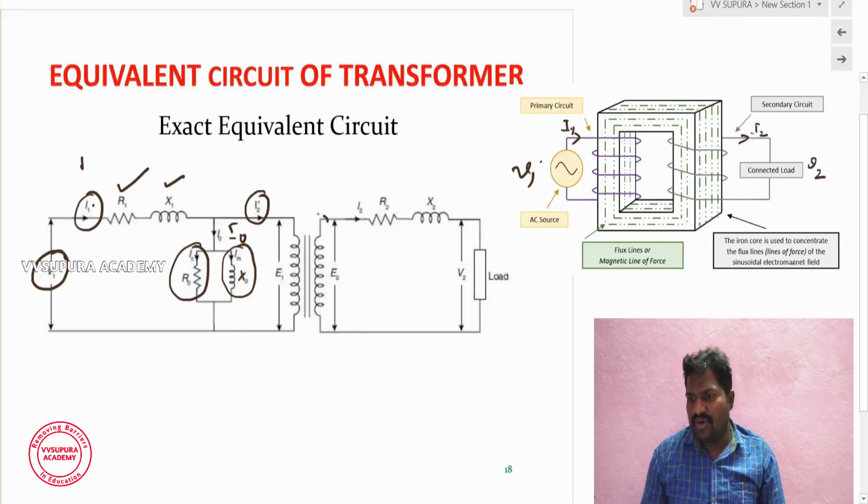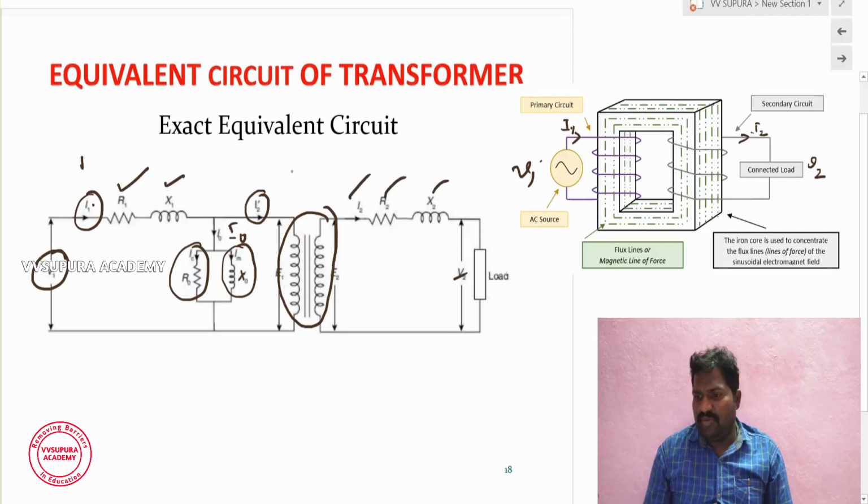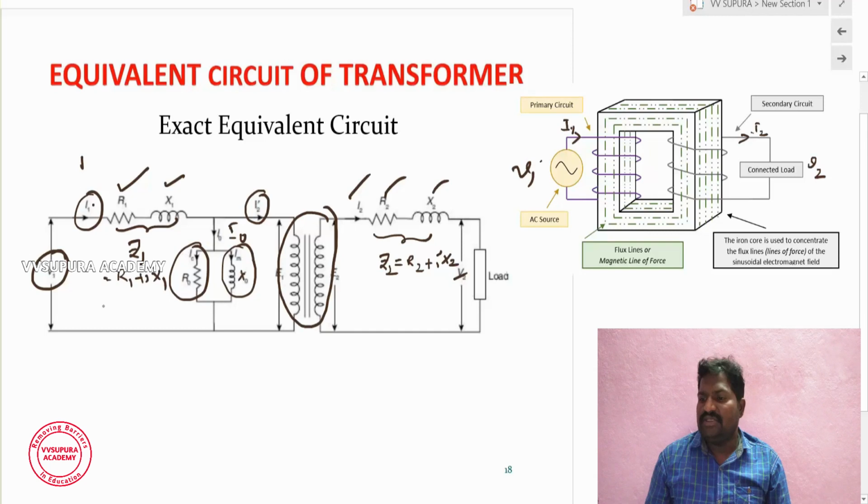The iron core is represented between two windings. On the secondary side we have I2, R2, X2 and V2. On the primary side I can represent this as impedance Z1, and this as impedance Z2. That means Z2 is R2 plus jX2. In a similar way, Z1 is equal to R1 plus jX1. This is the exact equivalent circuit of a single phase transformer.